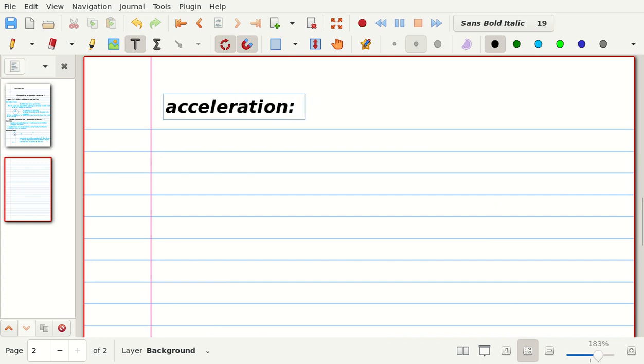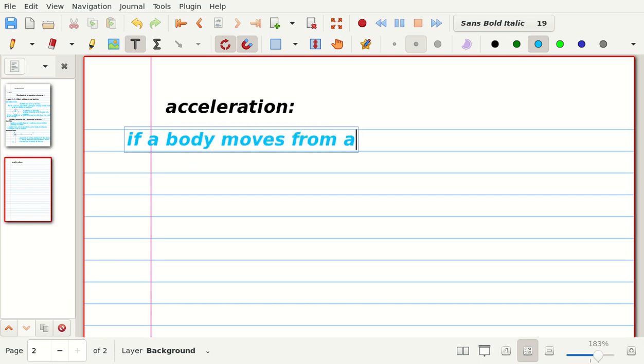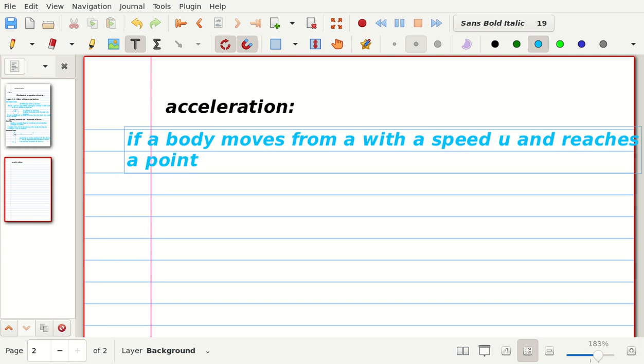This is senior 2 second term, no going into further things. Acceleration, I always first give a scenario. We can say, if a body moves from A with a speed u and reaches a point B with a speed v, then let me first give a graphical representation of this.